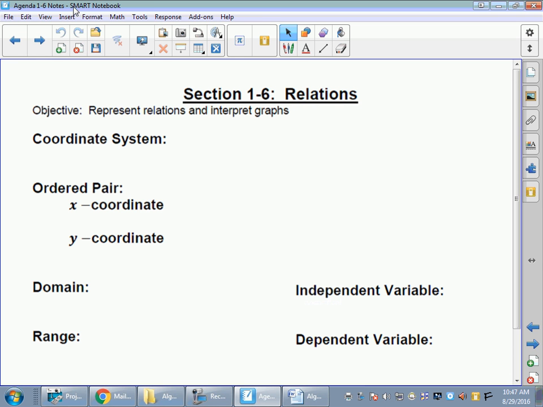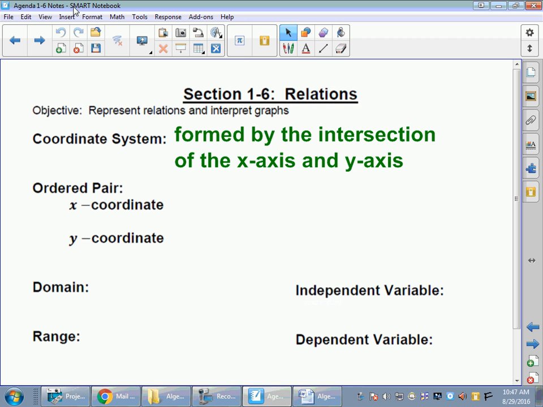I know that everybody knows the coordinate system or the coordinate plane. It's formed by the intersection of an x-axis and a y-axis. So that's our standard old school graph. Remember x and y.